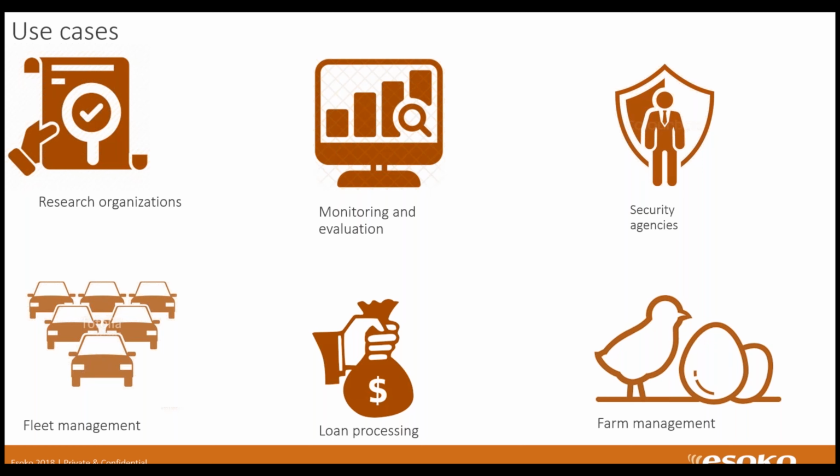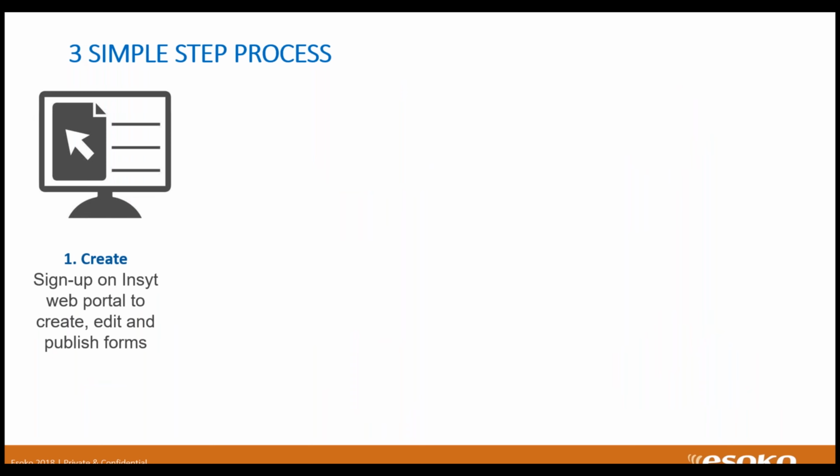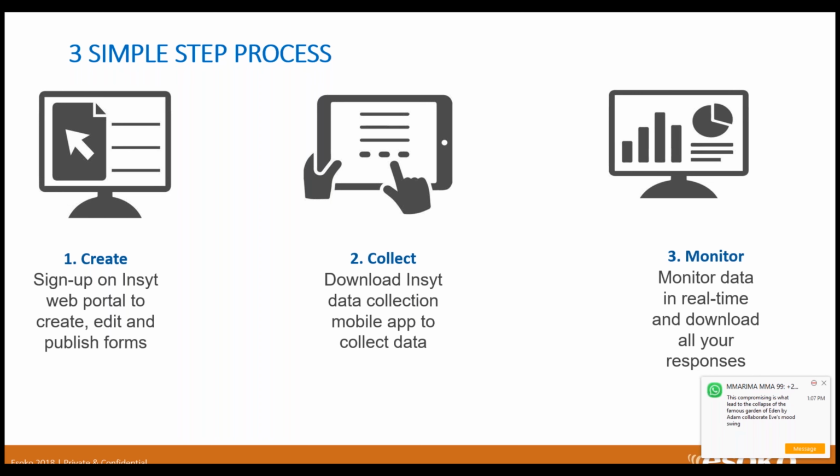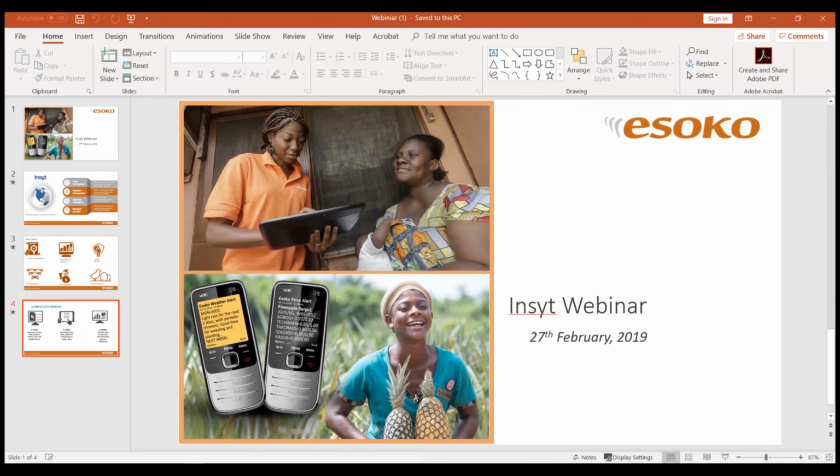With Insight, you can save yourself so much stress, money, and time. Just create an account on insights.isoko.com, digitize your paper process, download the Insights app from the Google Play Store, and monitor your responses in real time. So, in a short while, we'll get started and see how to create an account on the web portal.